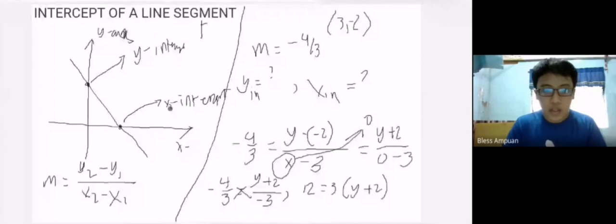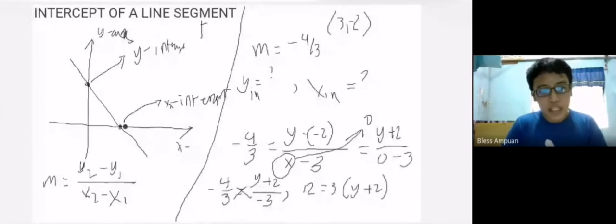Also, the same definition applies to the y-intercept: it is a point on the line where the line crosses the y-axis. So this is the y-axis and this is the line, and the point where the line crosses the y-axis is our y-intercept. So this point is our y-intercept and this point is our x-intercept.